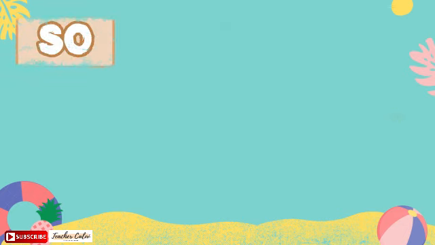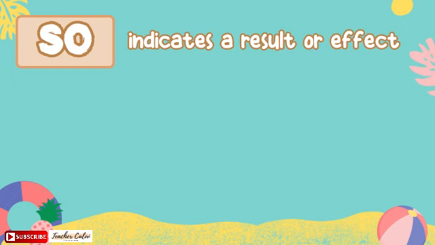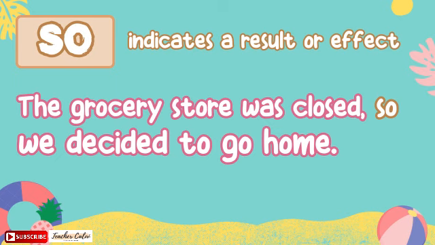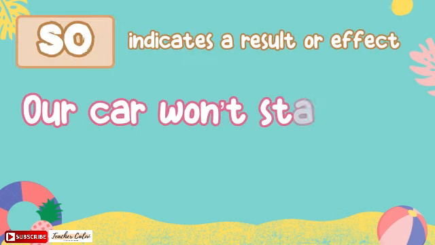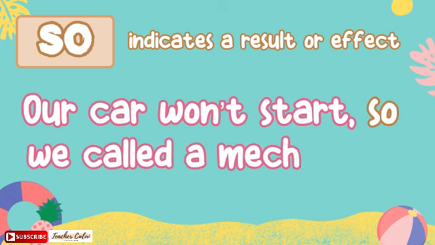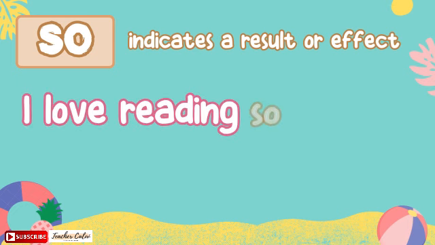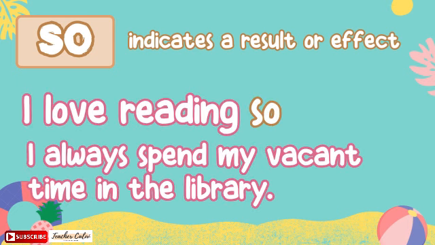And the last is the conjunction "so." This indicates a result or effect. Example: The grocery store was closed, so we decided to go home. Our car won't start, so we called a mechanic. I love reading, so I always spend my vacant time in the library.